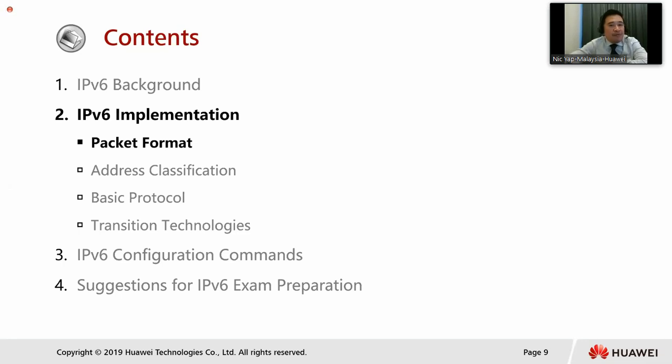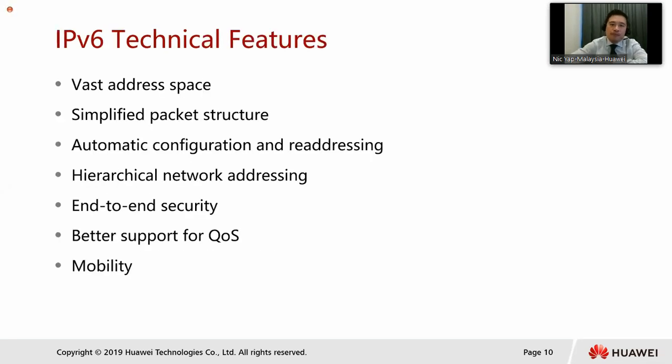So under IPv6 implementation, we have the packet format, address classification, and also basic protocols and transition technologies. So we're going through them one by one. The first one is the packet format. How does the packet format look in IPv6? Inside IPv6, we have a vast address space. So what is the address space that we are using in IPv6?